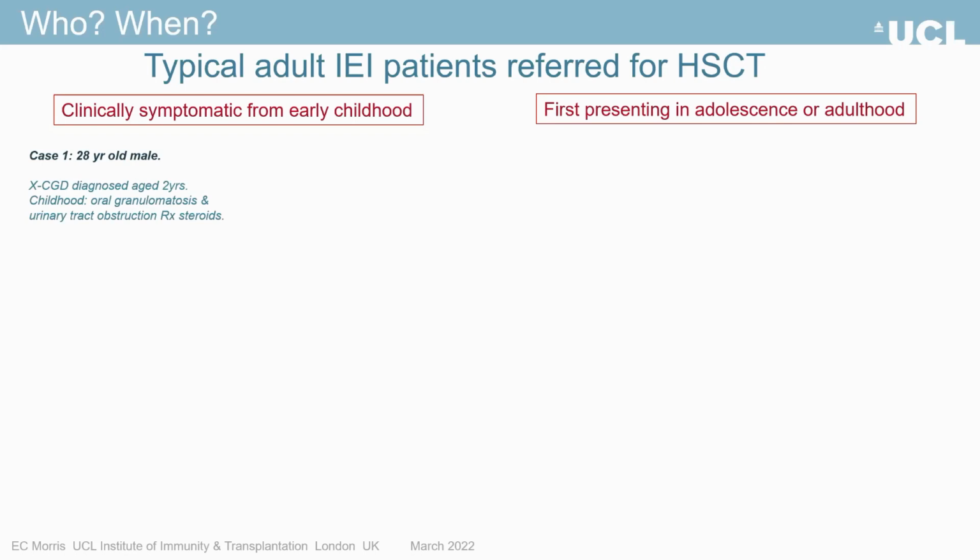His childhood was complicated by oral granulomatosis and urinary tract obstruction treated with steroids. And he was well then until about the age of 16 when he developed CGD colitis. After that time, he was on and off steroids for a number of years until he became refractory to steroids and started vedolizumab. At the time of referral to us, he was on vedolizumab, and his bowels were opening approximately 8 times a day with watery, bloody stool.